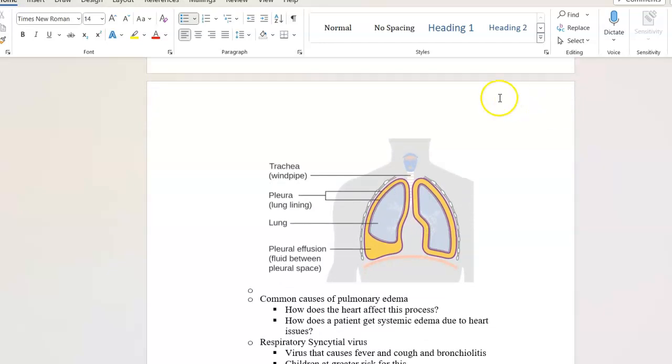Common causes of pulmonary edema. How does the heart affect this process? Hint, right and left-sided heart issues, okay? So review those. Once again, I make you do a little bit of legwork.